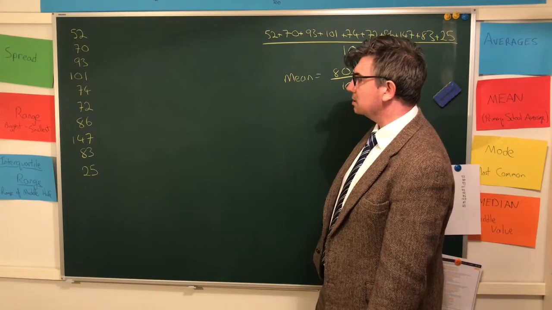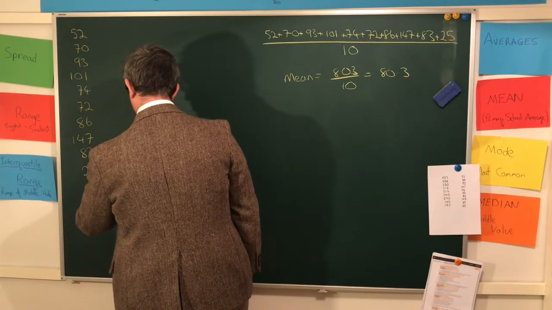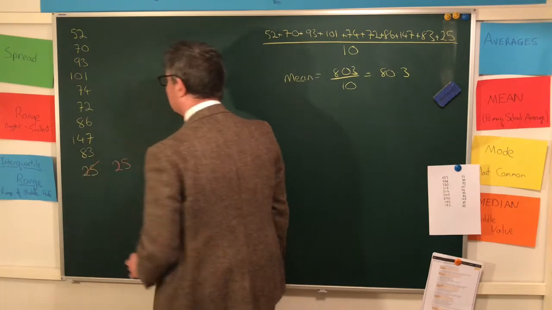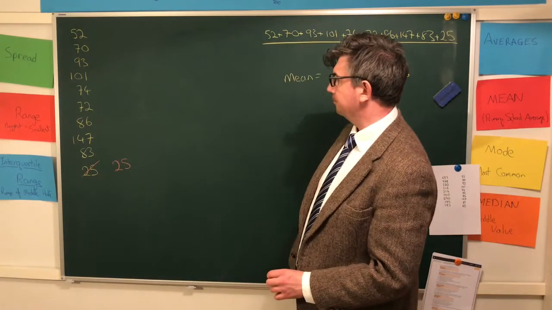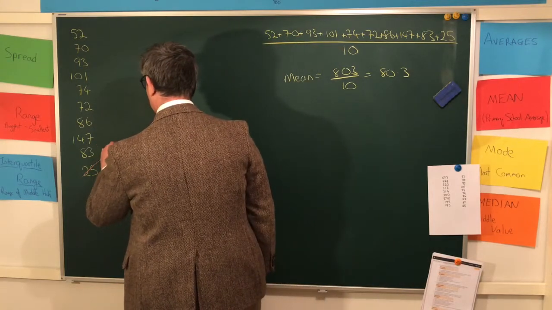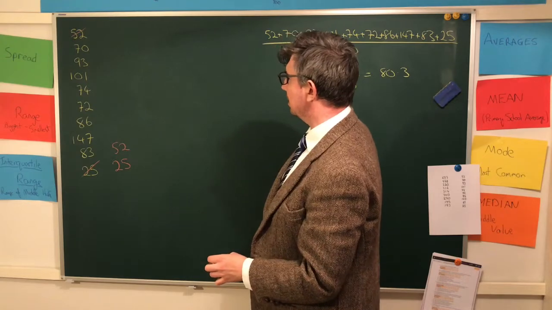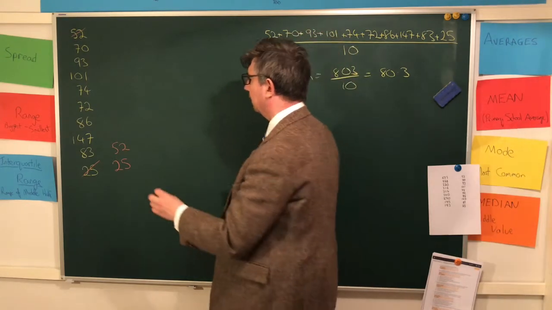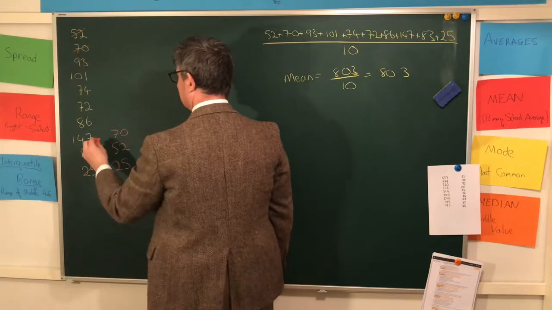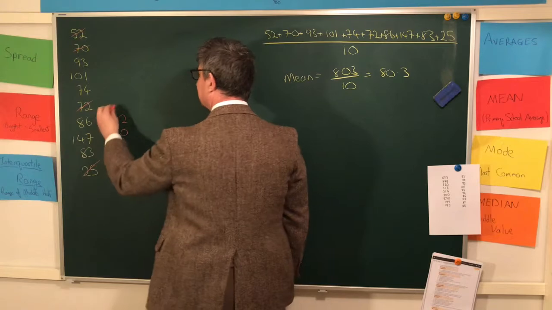So the smallest number I have is 25. So I can eliminate him. What's the next smallest? 52. The next smallest one I see is 70. I see 72. This is a very hard thing to do.